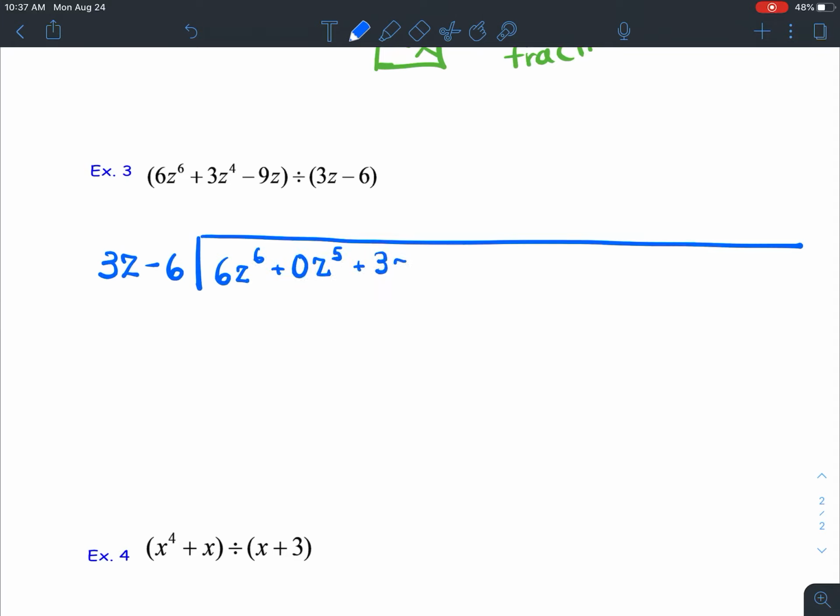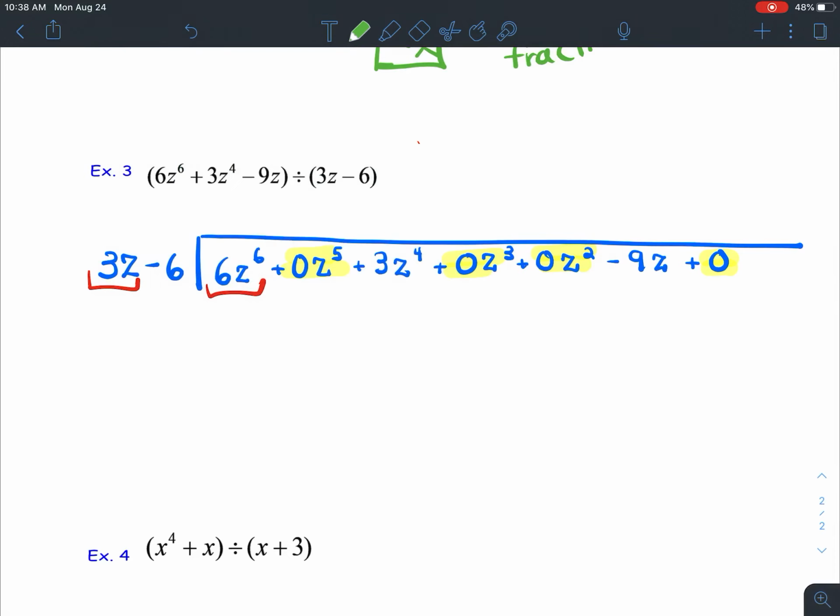So when I'm organizing this here, I'm going to need a placeholder for z to the 5th. You'll also notice that it skips z cubed and z squared, so I'm putting placeholders in: 0 z cubed, 0 z squared. And actually, if it doesn't show you a constant, you also need to put a placeholder in for that. So this one required 4 placeholders that I had to actually put in, and that's why this problem feels like it's so long here.